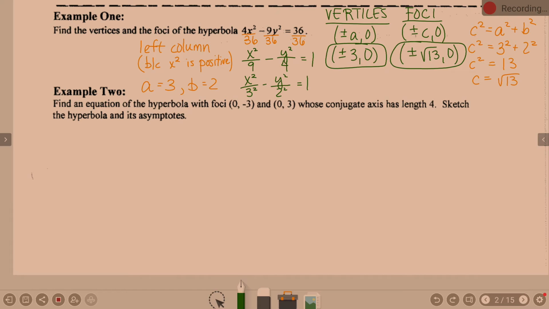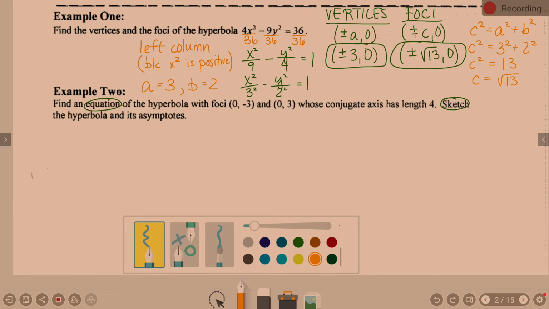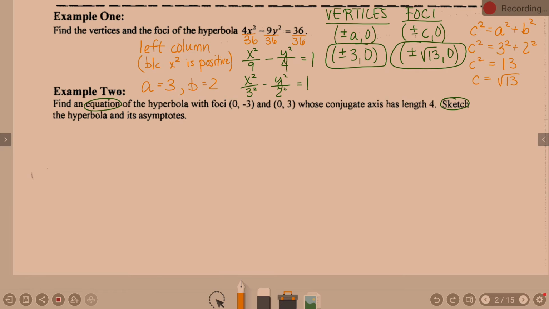Okay, let's look at example 2 when you're ready. This time we're being asked to find the equation of the hyperbola with given foci and a given conjugate axis length of 4, and then sketch the hyperbola and its asymptotes. So we need an equation and we need a sketch. We don't know enough information to sketch it right now, would be my comment.